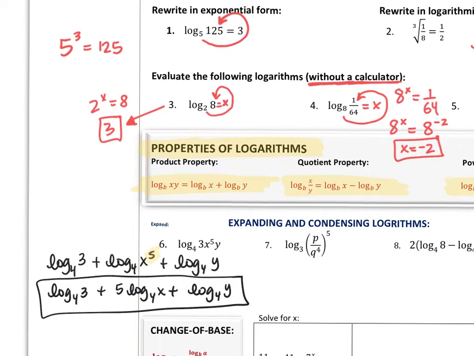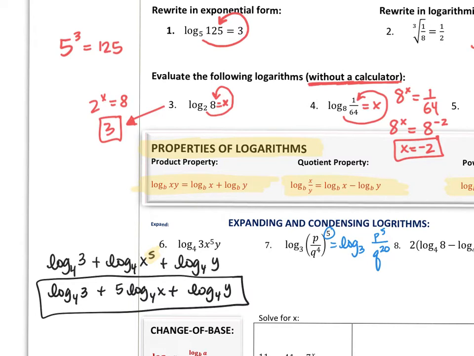Now number 7, I'm going to change to a different color just for fun. Okay, number 7. This one, notice, has this exponent out here. So it goes with everything in the parentheses. So this is equal to, if I clean it up a little bit, log base 3 of p to the 5th over q to the 20th. So make sure you understand the exponent rules and can get to that step.